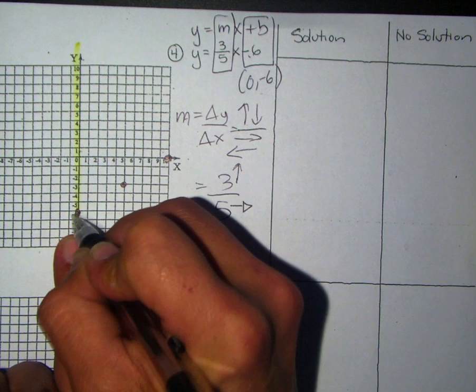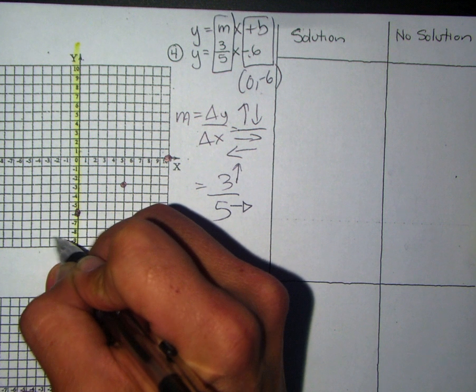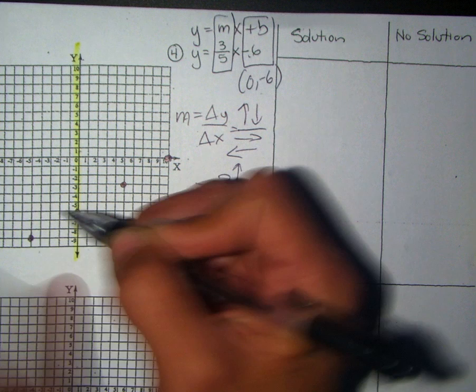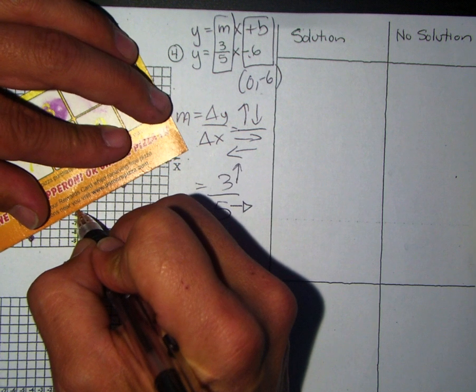1, 2, 3, 1, 2, 3, 4, 5. Yup. See, it's going up. Now the opposite. 1, 2, 3, 1, 2, 3, 4, 5. And that's it. See, it's going up from left to right.